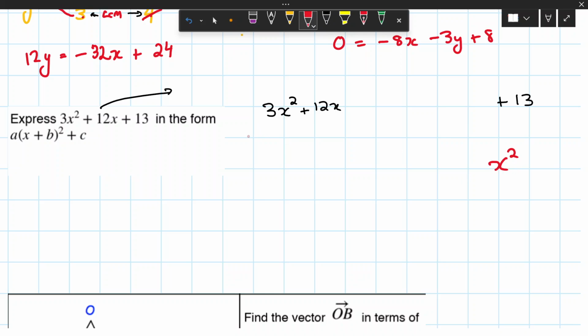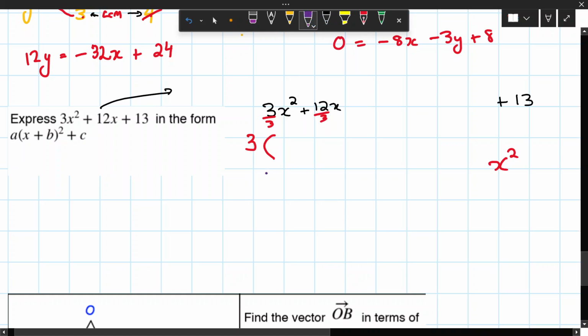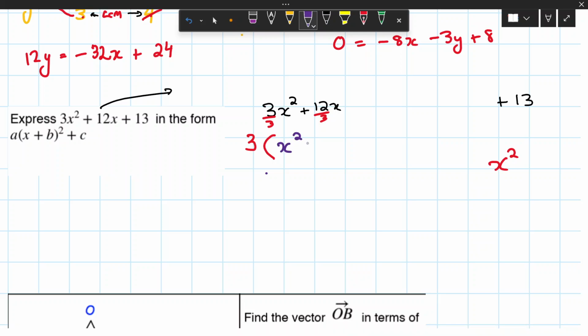So what I'm going to do is factor out the 3. How am I going to do that? Divide the 3, divide the 3. Whatever you divide, leave that outside of a bracket. That's a basic technique or the principle of factorization. Whatever you're dividing with, leave that outside, and your answer should be on the inside. So I've got this. Remember, the 13 is still outside there.